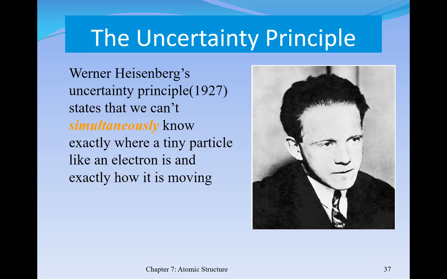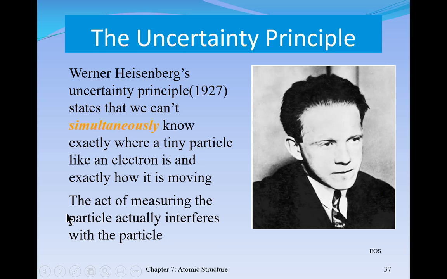All right, so another person that came into action during this time is this guy, Werner Heisenberg. And he came up with his uncertainty principle, which states that we can't know simultaneously where a tiny particle like an electron is and exactly how it is moving. And there's an equation which basically summarizes this, which we won't get into right now. But the important thing that you need to recognize is that the act of measuring a particle actually interferes with the particle.